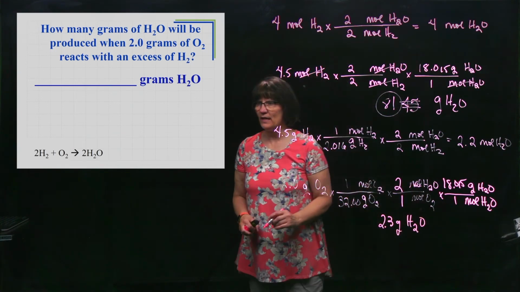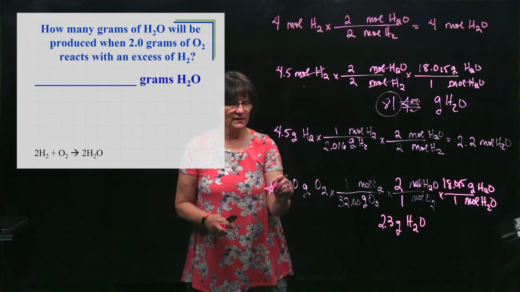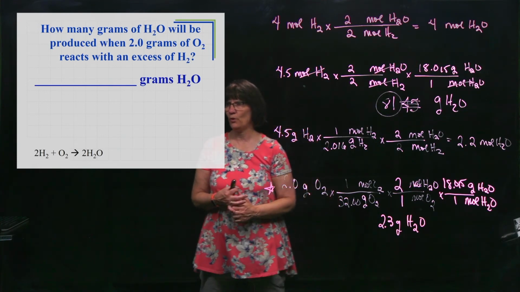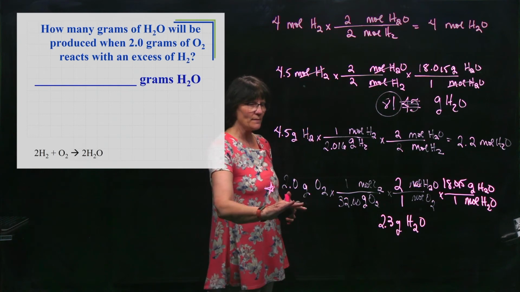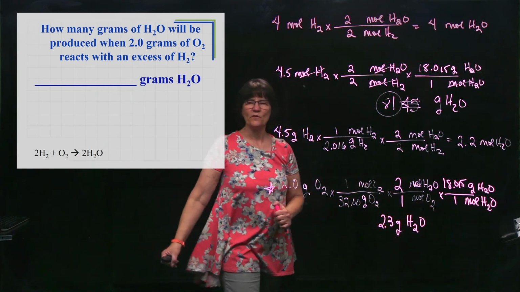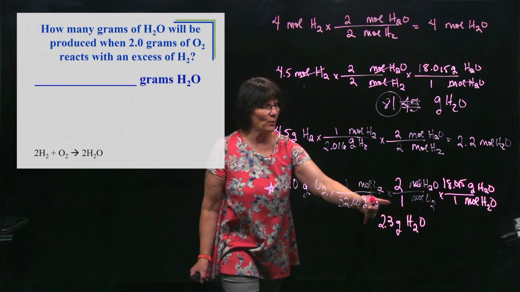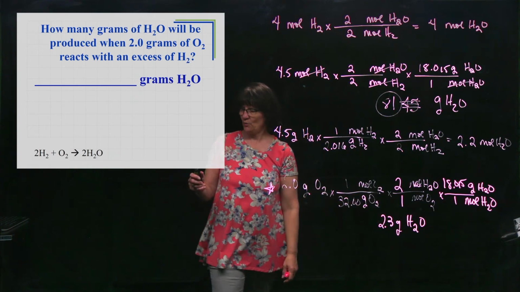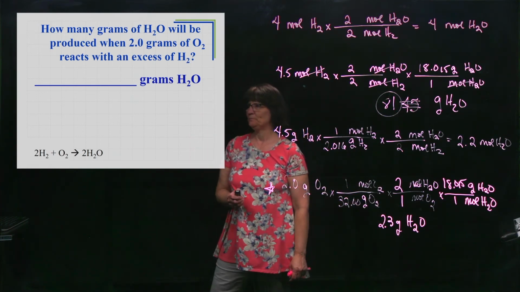And that is a very typical stoichiometry problem at this point in your world, where you're starting with grams of one substance and trying to get to grams of another substance, and you go by way of that bridge to get you over from one to the other.